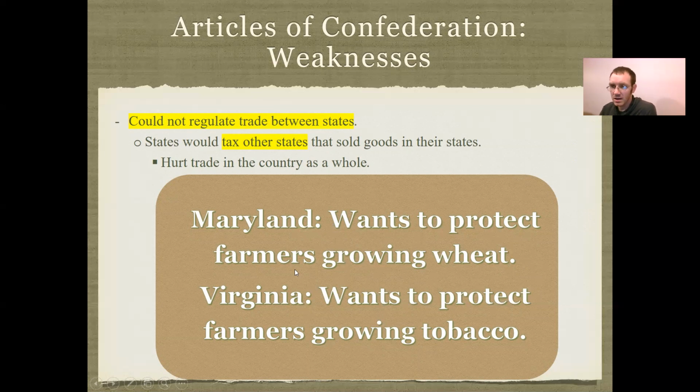Well, Maryland's not going to like this. They're going to be frustrated because their farmers aren't selling their products, right? So what do they do? Well, they put a tax on Virginia wheat. Any wheat coming from Virginia into Maryland has a tax on it. And in the end, both states sell less, most likely. And it's not a good situation. The states should be working together, not going against each other. So another weakness: the states are taxing each other, and that's disrupting trade.